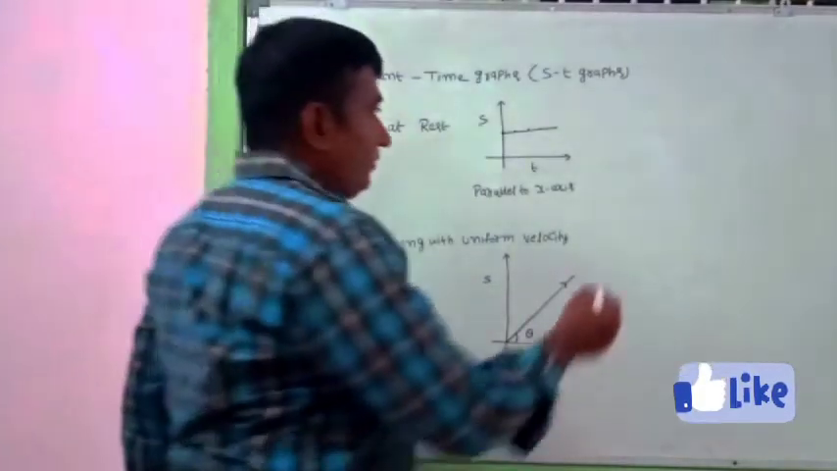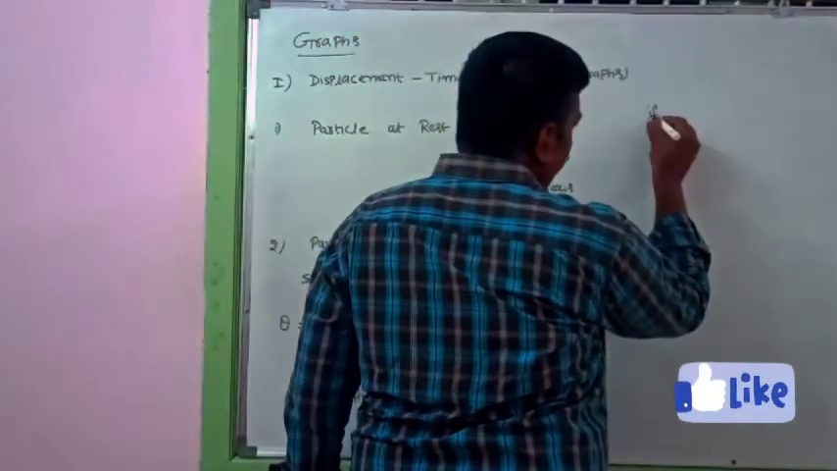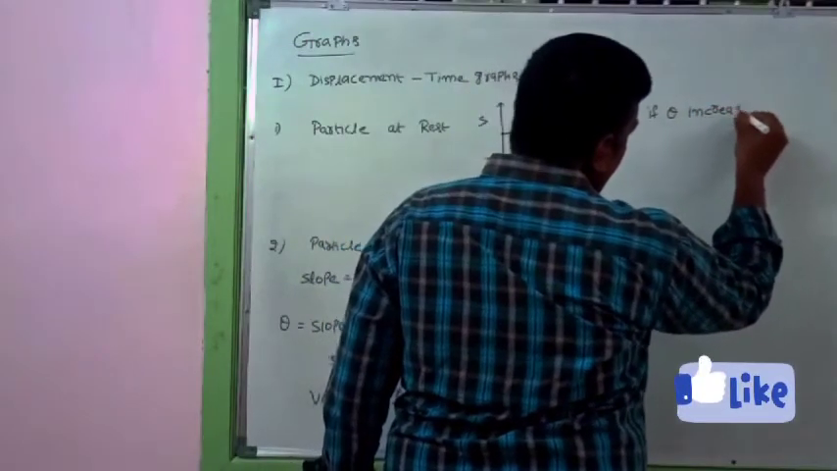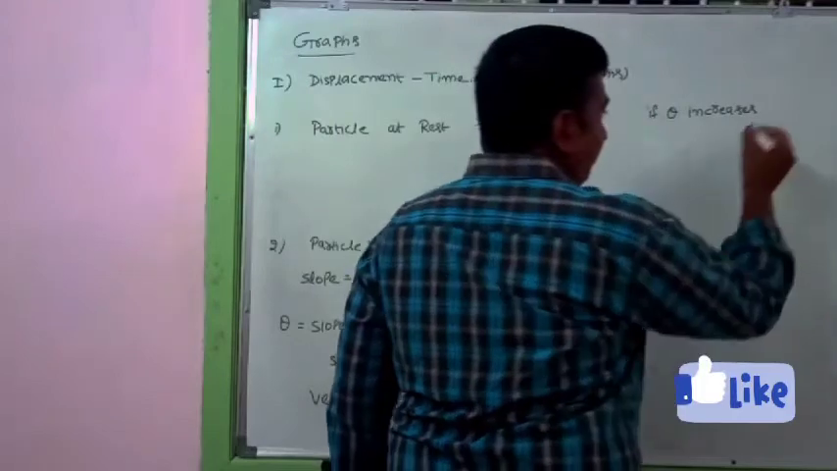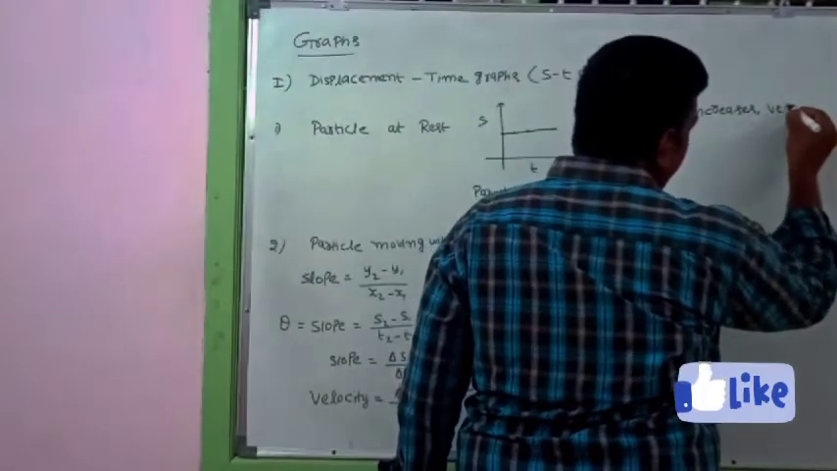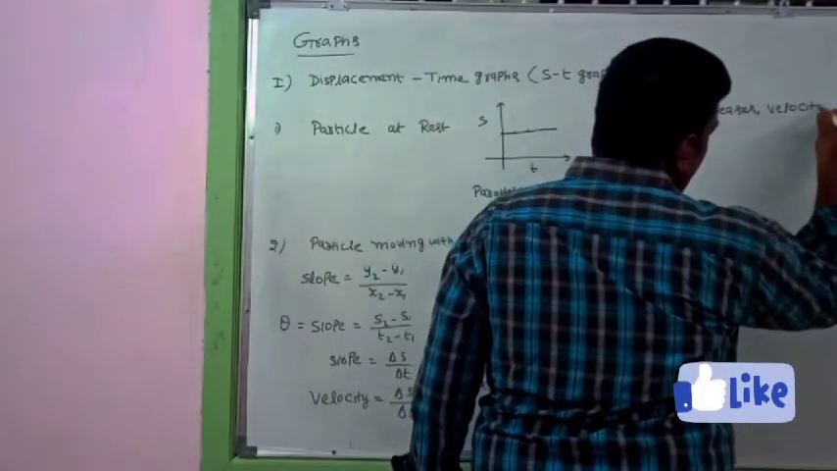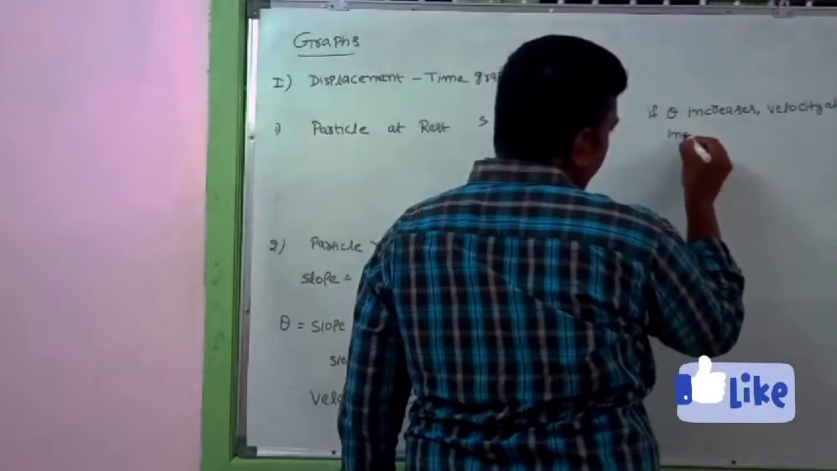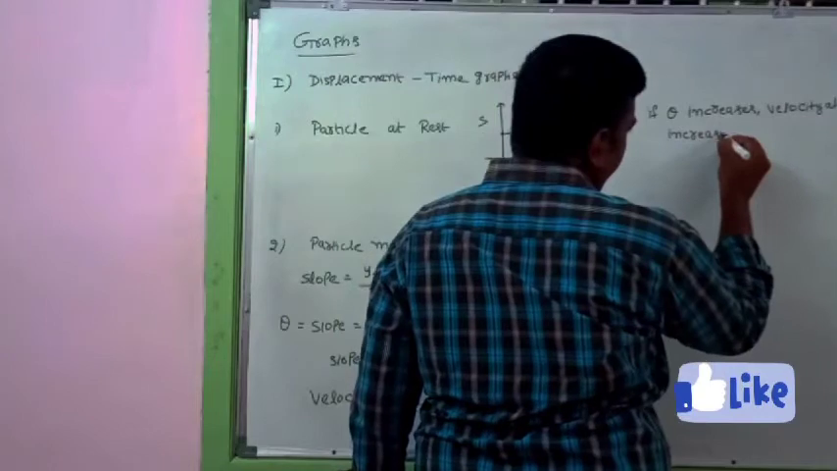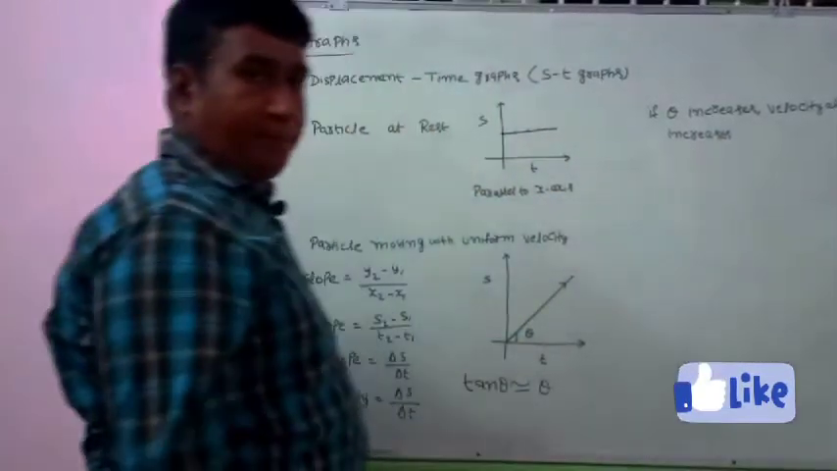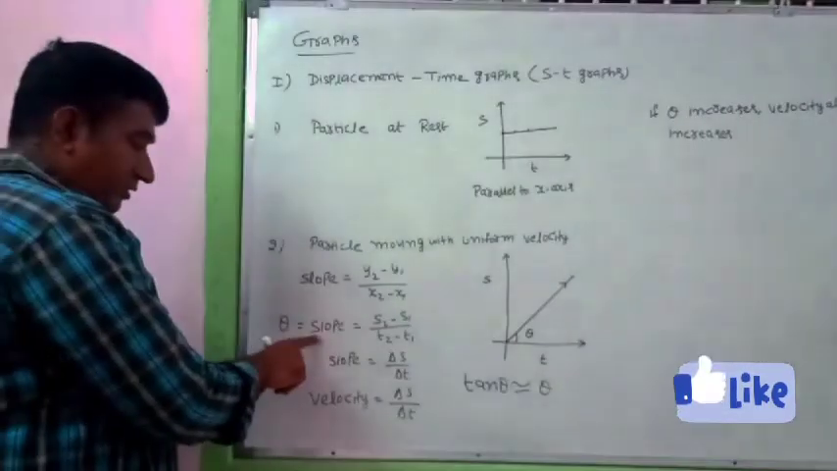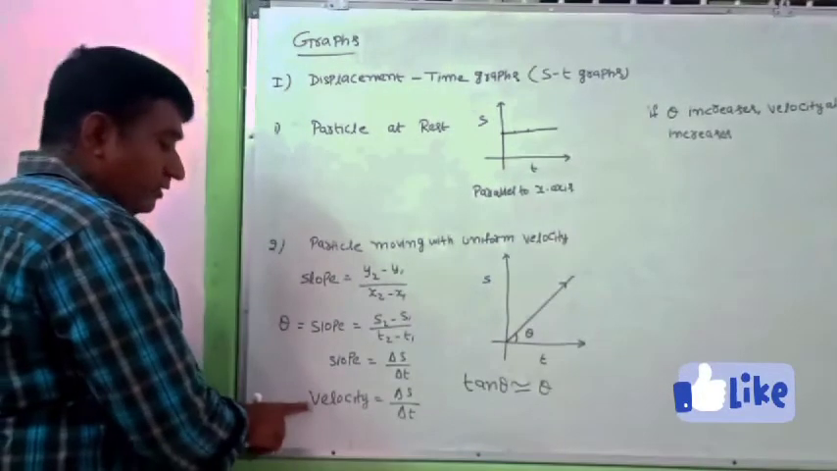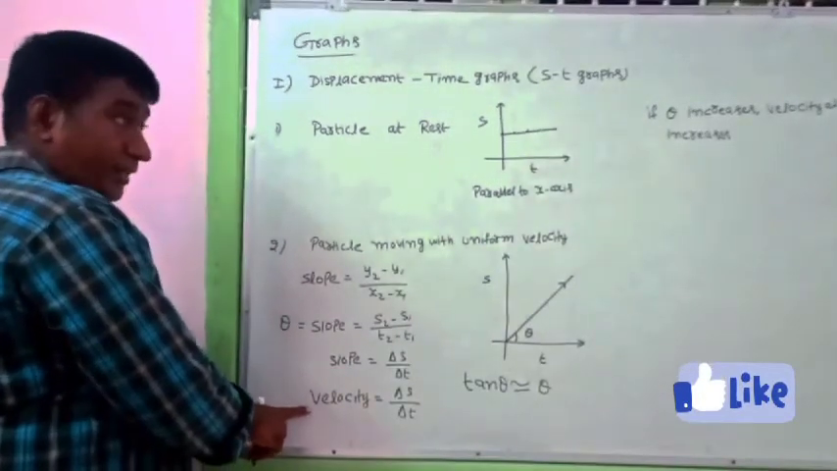Here, if theta increases, what will happen? Velocity also increases. Why? Because this tan theta is nothing but the slope, and this slope is equal to velocity. If the theta value increases, then the velocity value also increases.